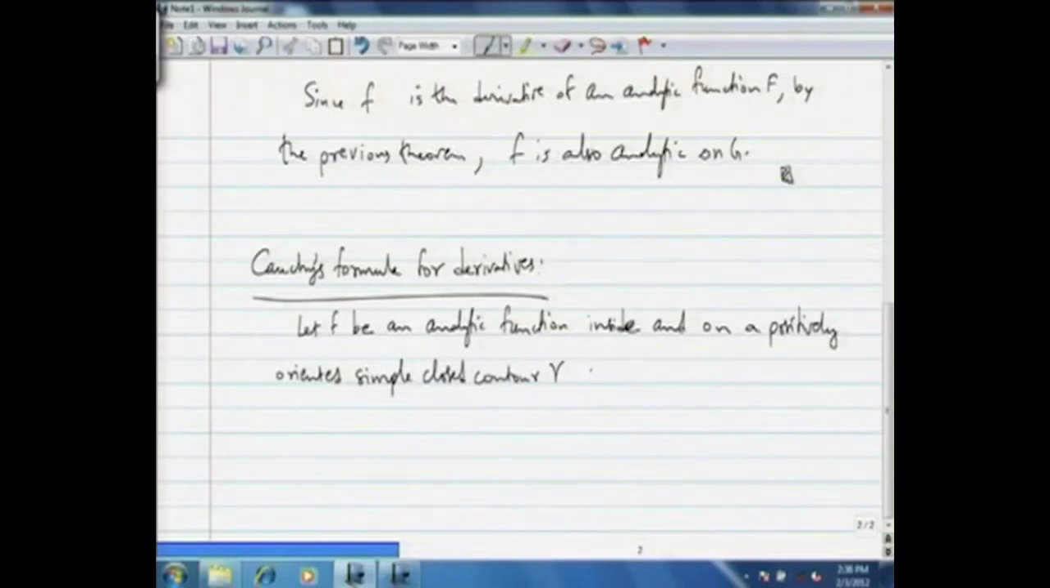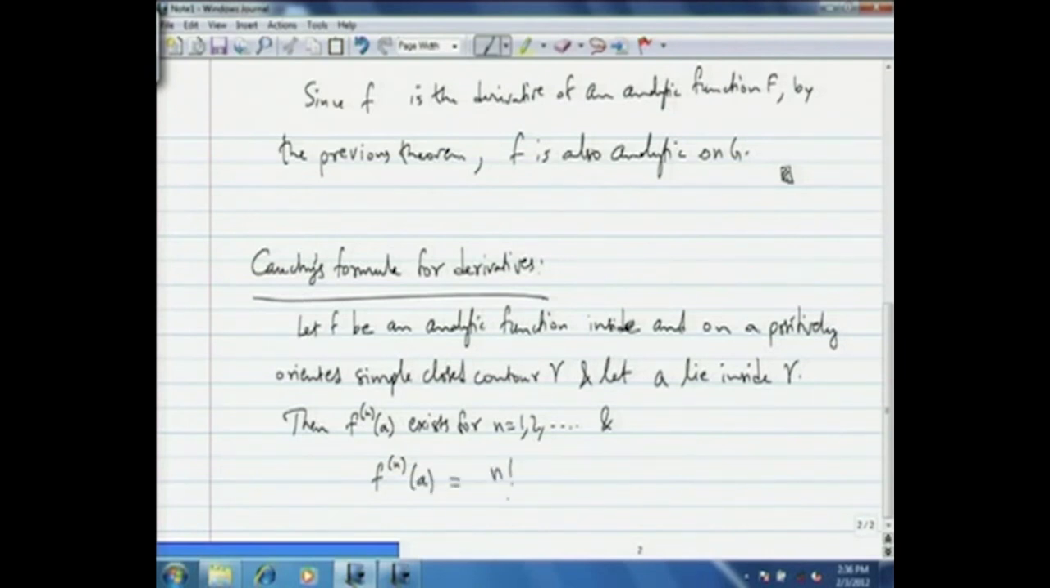Also, let a lie inside gamma. So, there is a point a in the inside of gamma. Then f^(n)(a) exists for n equals 1, 2, etcetera, any natural number. And the nth derivative of f at a is given by the formula n factorial by 2 pi i times the integration over gamma of f of w by (w minus a) raised to n plus 1 dw, where a belongs to the inside of gamma. I already said that a lies in the inside of gamma. And that is your integral formula.